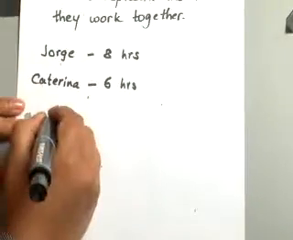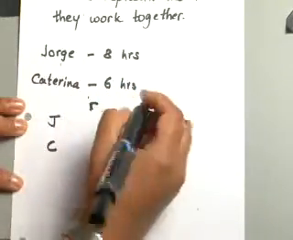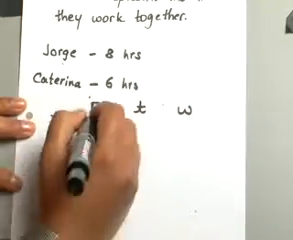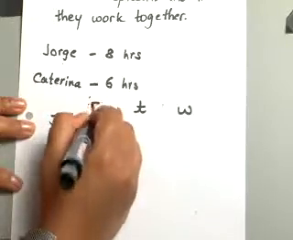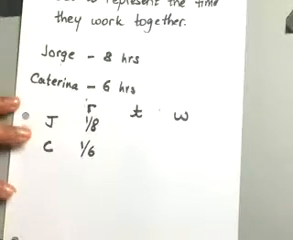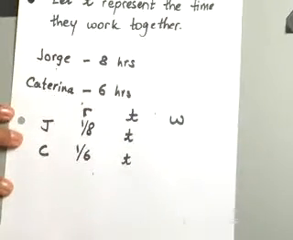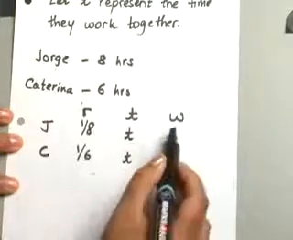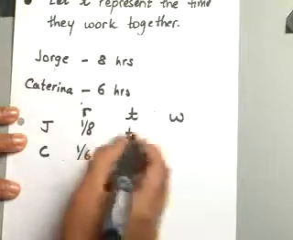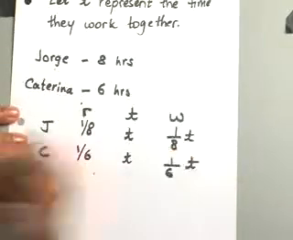And you will end up with, for Jorge and Katerina, the rate, how much time it takes them to work together, and their work. So rate for Jorge would be 1 over 8. For Katerina, it would be 1 over 6. Okay, that would be the rate of work. We know working together, it will be T hours. And to find how much work they complete, given their rate for each, you will go ahead and multiply these, and you will end up with 1/8 T and 1/6 T.